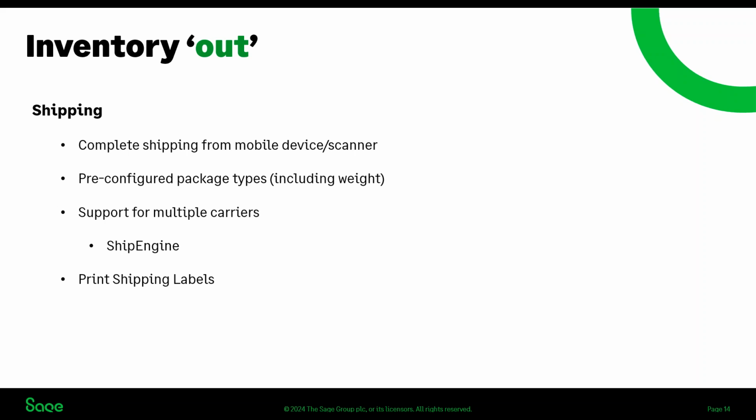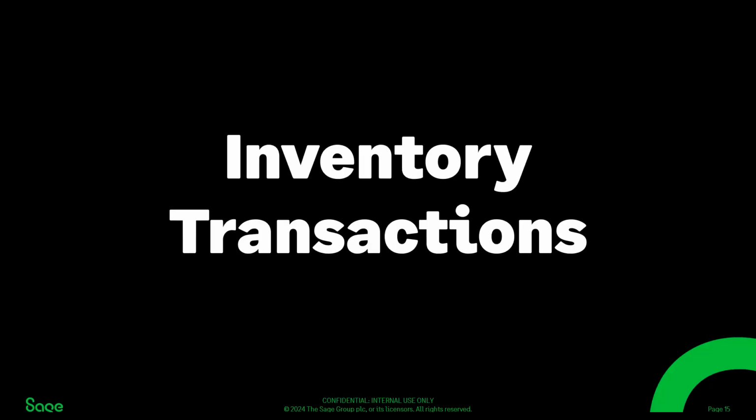It supports multiple carriers. It does leverage a ShipEngine account. That's a separate piece you would need, but that's what ties you back to each one of the carriers. And as I mentioned, ultimately, you're printing out shipping labels without having to go back to a PC.